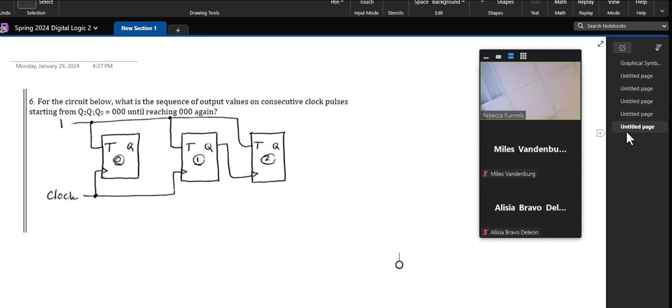Now, the past 2 times Dr. Trahan has taught this class, he's had a question very similar to this one on the first homework. I think this was actually from the homework from last time. So it says, for the circuit below, what is the sequence of output values on consecutive clock pulses starting from Q2, so this is Q2 right here, Q2, Q1, Q0 until reaching 0, 0, 0 again.